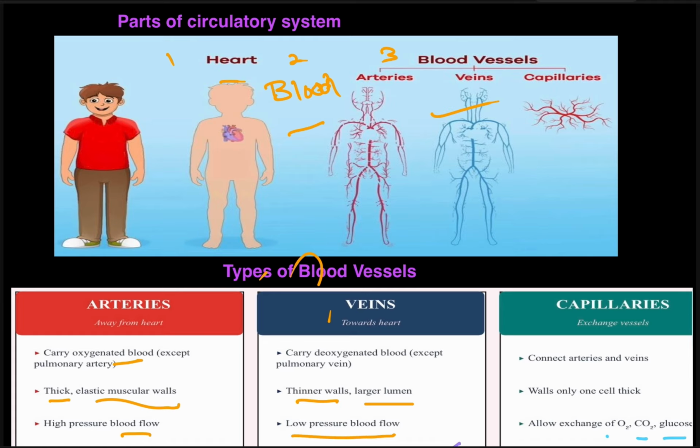And capillaries are the blood vessels where the actual exchange of carbon dioxide, oxygen and nutrients takes place. They connect the arteries and veins. They are present in almost all the cells, and they have walls only one cell thick. They allow the exchange of oxygen, carbon dioxide and glucose.